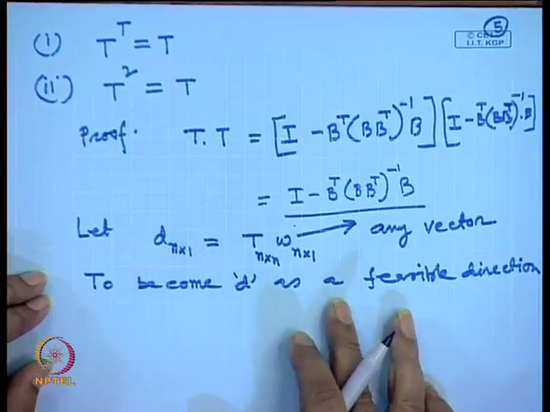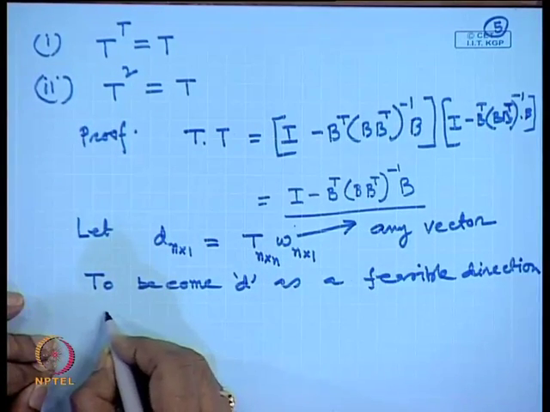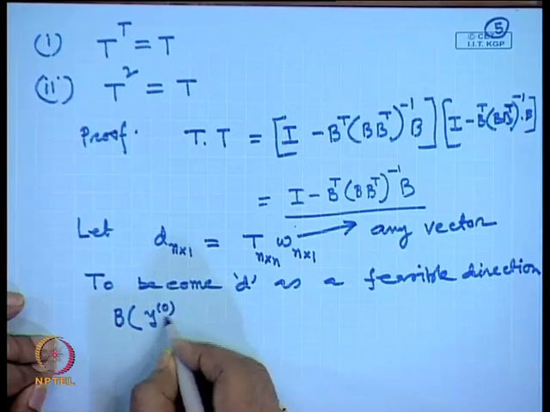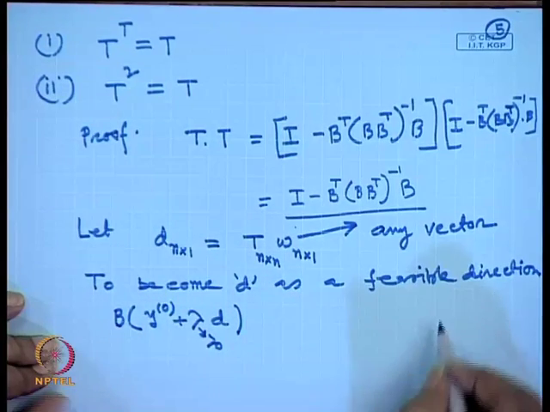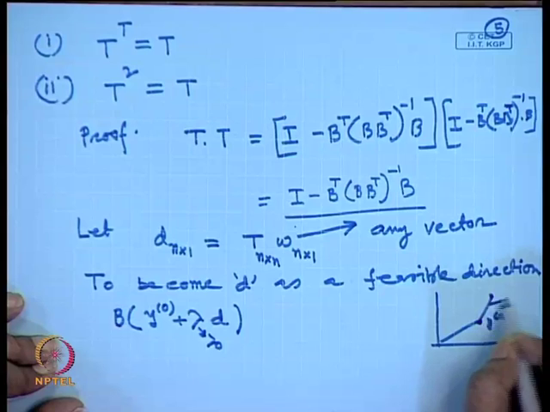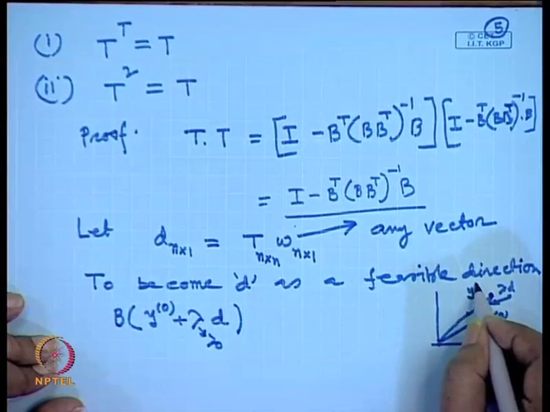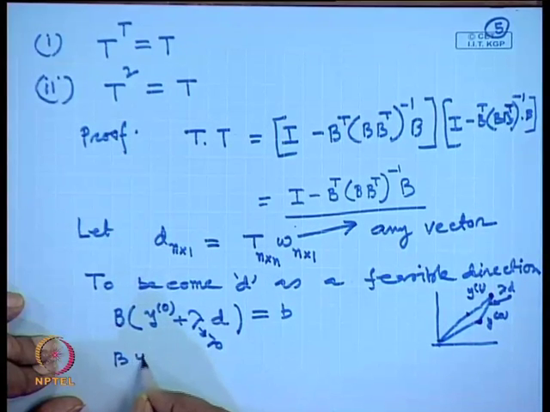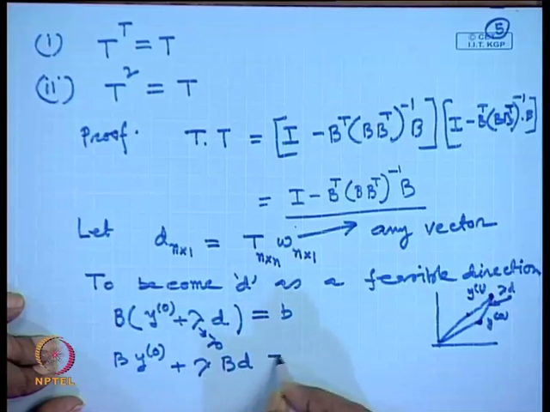in other words, to be an interior point of the feasible region, d has to satisfy this condition: B into our new point, which is old plus lambda, some scalar greater than 0, multiplied by d. That means if you think of the two dimensional case, we are here at y 0, we move in some direction d, and that quantity is lambda into d, and our new coordinates give the new point y. And this must satisfy our equality constraints, that is b. Now, B y 0 plus lambda, a scalar quantity, times B d is equal to b.